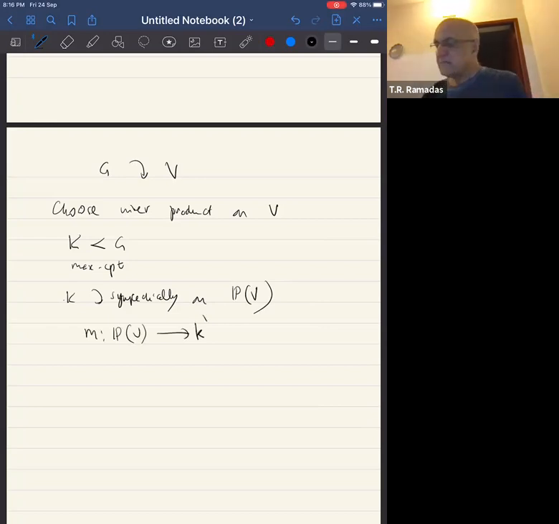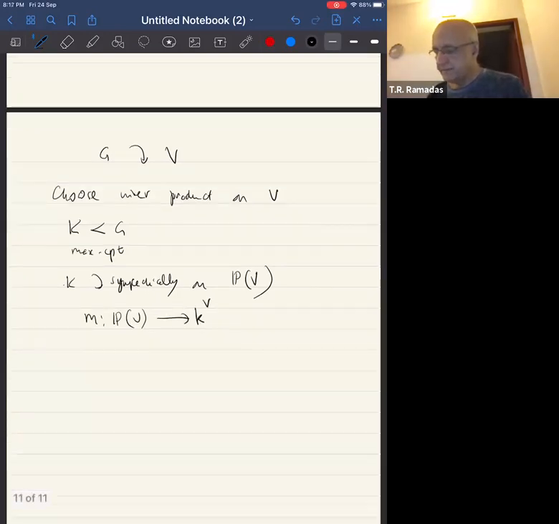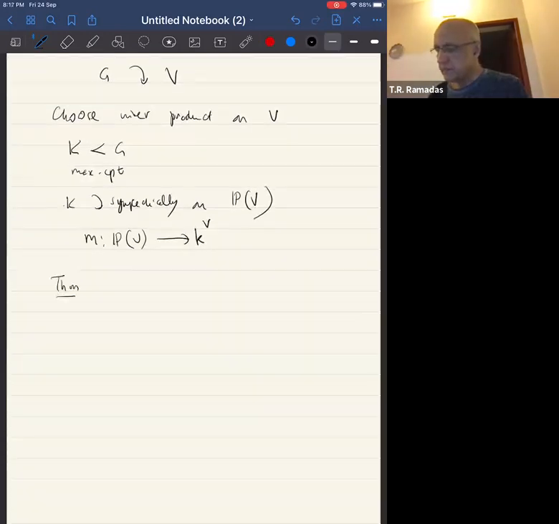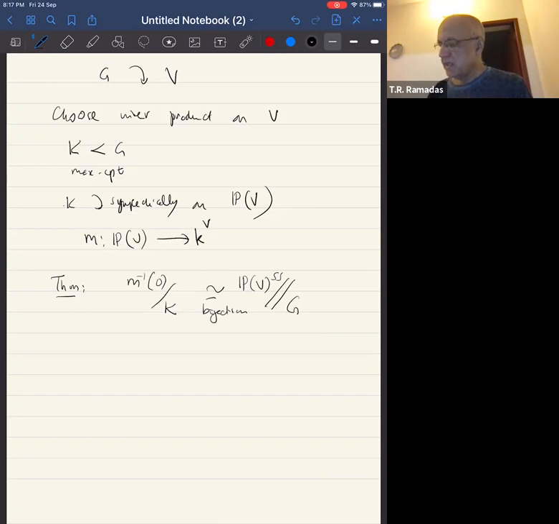Okay, now I can come to the main theorem. PV semistable modulo G is in bijection, well, you can say much stronger things, but it's important just to start with this, with M inverse of 0 modulo K.